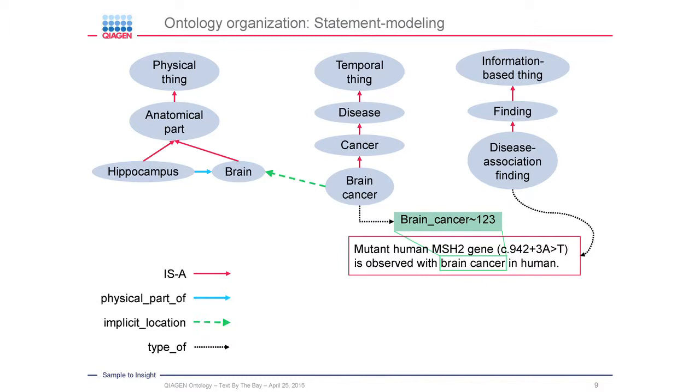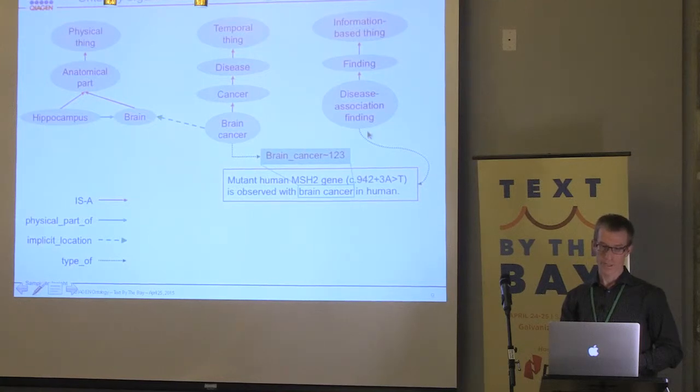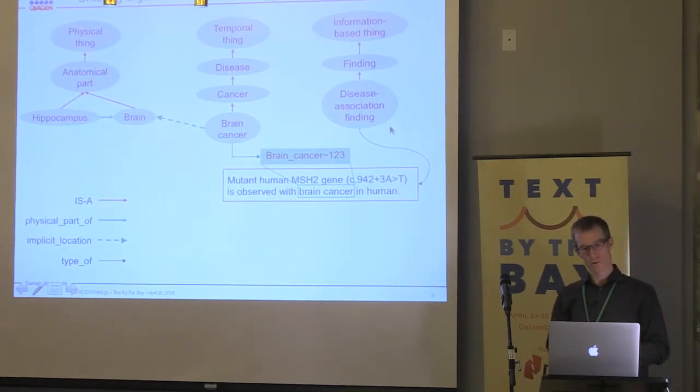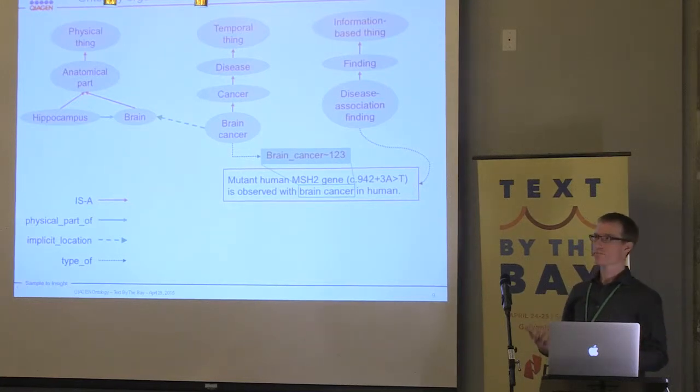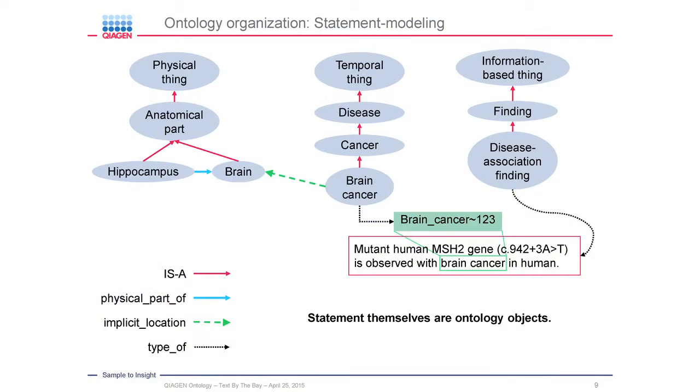We would model this as an instance itself of disease association finding. So the type of this instance is disease association finding. But that instance is built of instances of a variety of other classes, right? So there would be an instance of brain cancer that was used for this finding. It would be used uniquely in this finding. So statements themselves are objects in the ontology, both statement types and statements themselves.